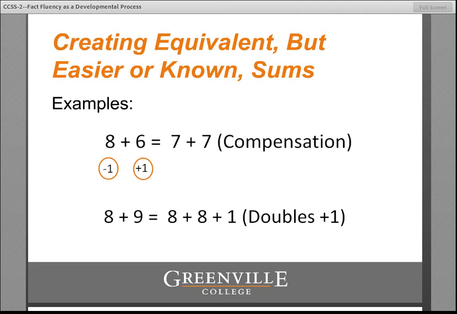The bottom strategy involves the child seeing a double embedded in a hard fact. So in 8 plus 9, a double is hiding. Can you find it and use it to solve the problem?